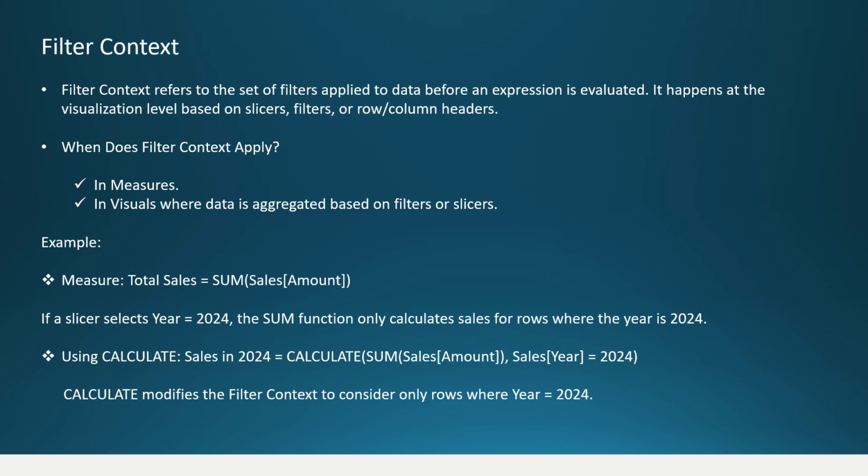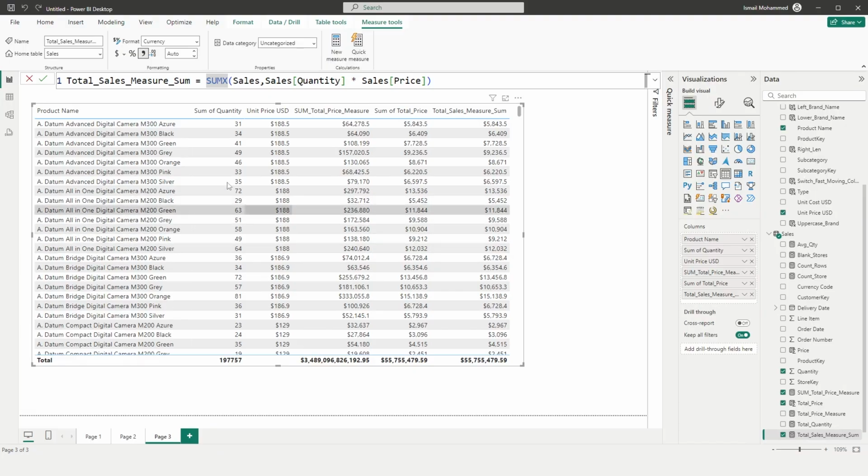Let us say, for example, you want to create a measure and you want to do a sum of your sales value, but for the sales for the year 2024 only. So you can apply that filter before the sum of sales is calculated. It can happen at the visualization level based on slicers or filters or row or column headers. We took a look at it earlier as well.